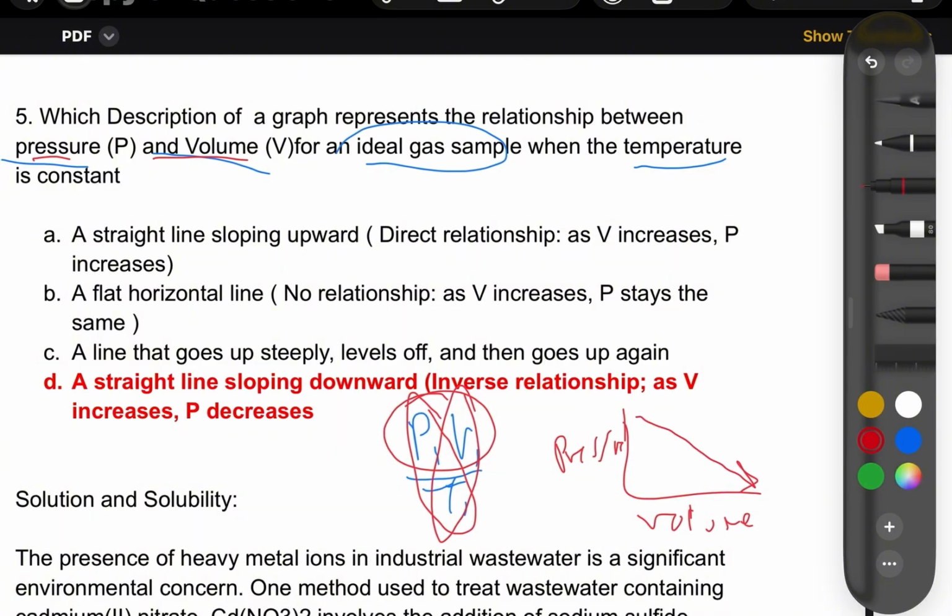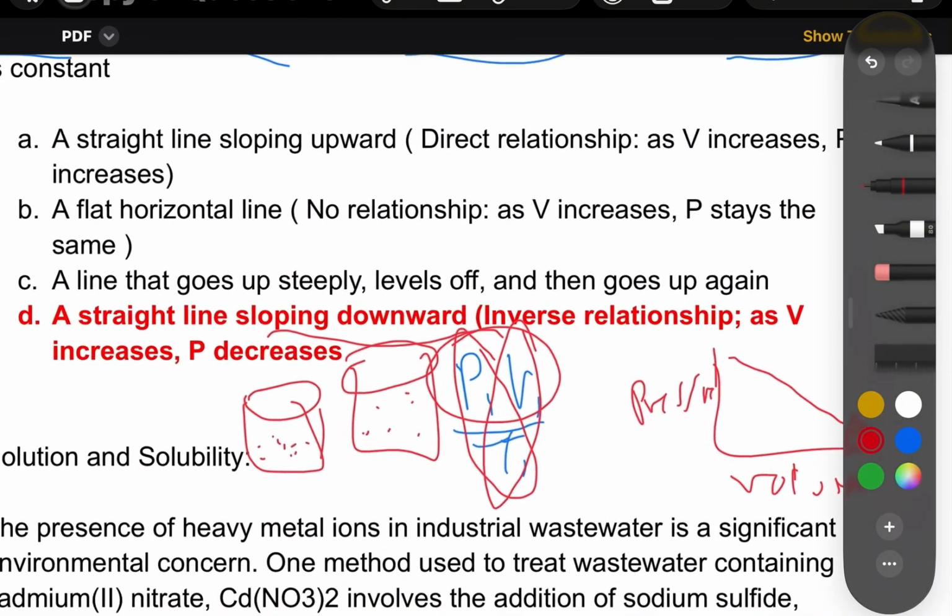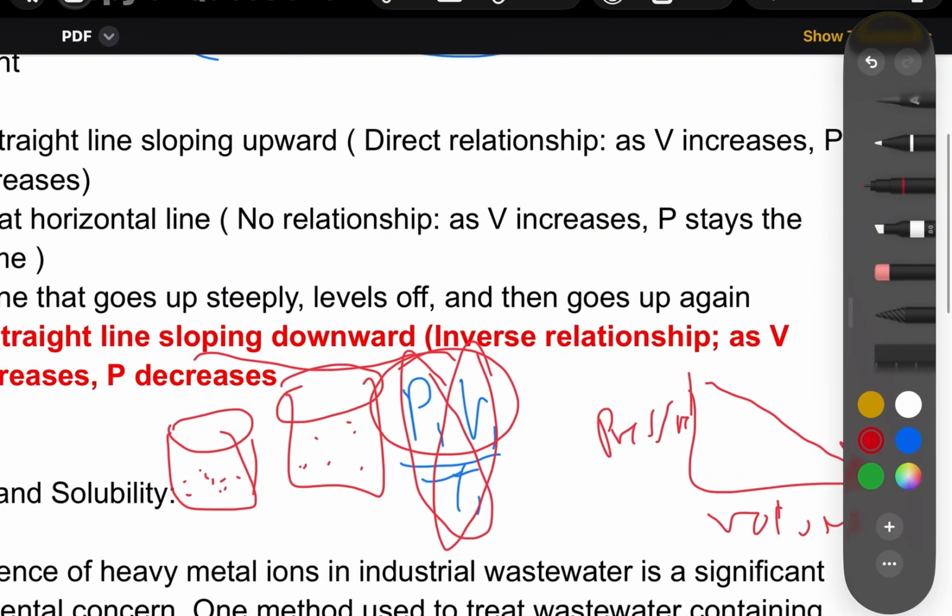The reason being is, let's say we have a container, right. If it starts off small and we have our particles here, they don't have much space to move in. But if we increase the volume of that container, these particles are going to have more space to move in, relieving that stress. So it's going to slope downwards. It's going to have an inverse relationship. And we can see that again, because pressure and volume, you see these are next to each other, so they're going to be inverse.